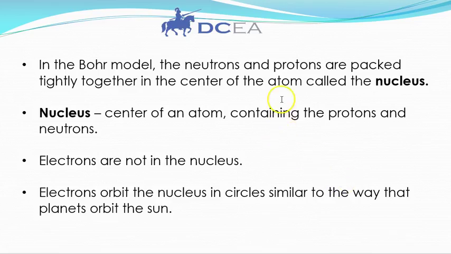In the Bohr model, the neutrons and protons are packed tightly together in the center of the atom, called the nucleus. Electrons are not in the nucleus, they're outside of the nucleus, and the electrons orbit the nucleus in ellipticals or circles. Think about how our planets orbit the sun. It's a similar idea.